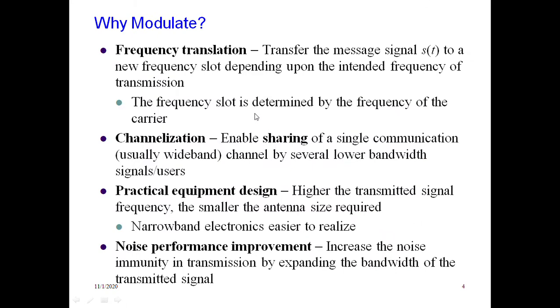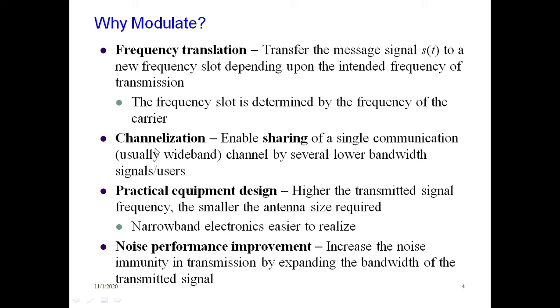So why should we modulate? Why do we need to modulate? The first one, we would like to transfer the message signal to a new frequency, which we call frequency translation. It has a new frequency depending upon the intended frequency of the transmission. Some channels can accept only a certain frequency. That's why we want to change the message signal frequency to a new frequency. The frequency slot is determined by the frequency of the carrier, so the new frequency will depend on the carrier frequency.